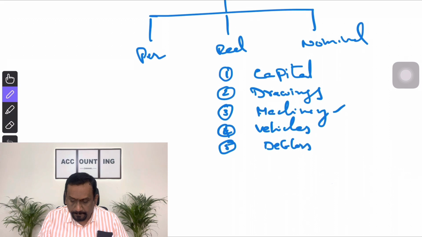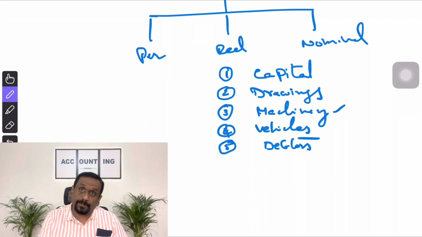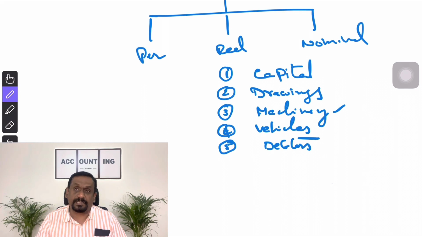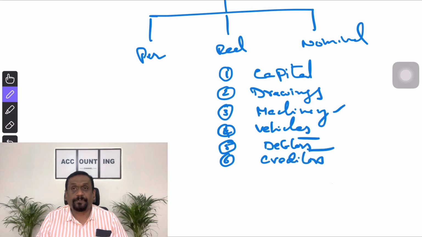Debtors. Debtors is a personal account. What type of person? Natural persons. It can be artificial persons also. Debtors can be natural persons or artificial persons. Next, creditors. Again, creditors are personal accounts. What type of personal account? It can be natural, it can be artificial also.